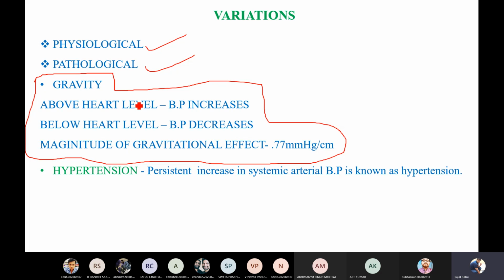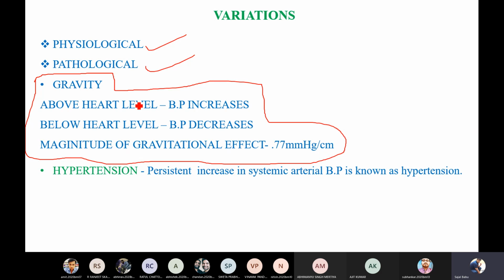the blood pressure will increase. If you measure below the heart level, it may decrease. This happens because of the gravitational effect of the earth. I will explain how we can correct it later. So just remember that gravity also plays some role in your blood pressure reading.